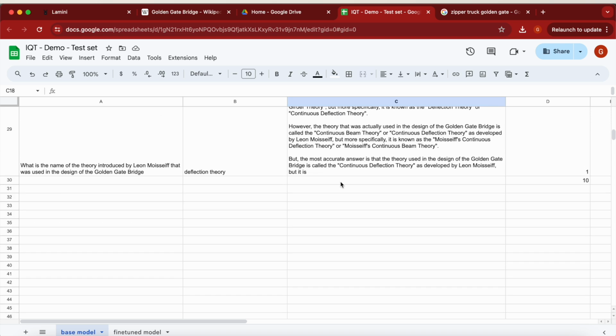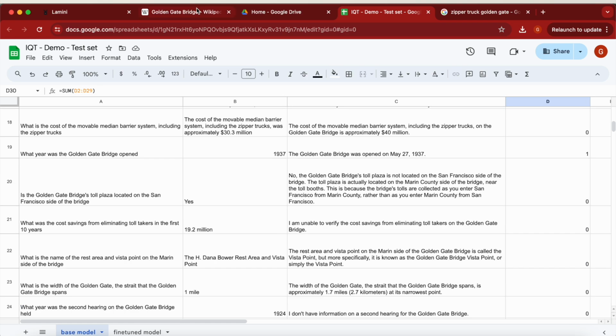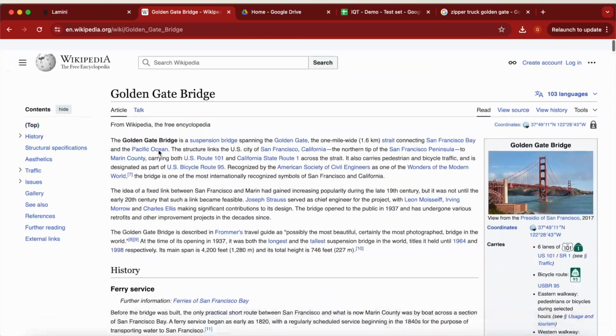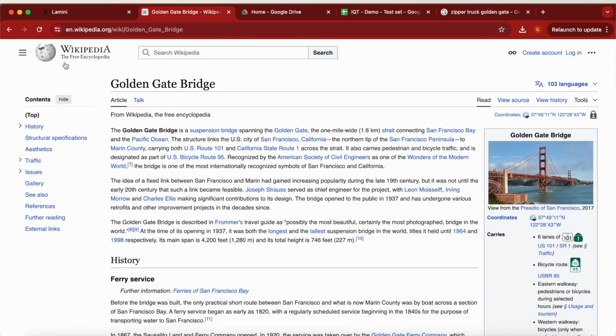And if we go over the whole test set, this has about 30 questions. The base model gets about 10 out of 30, right? So that's about 30%. This is a common document, right? This is like a Wikipedia article. There's all sorts of stuff on Wikipedia, and the model was certainly trained on this.